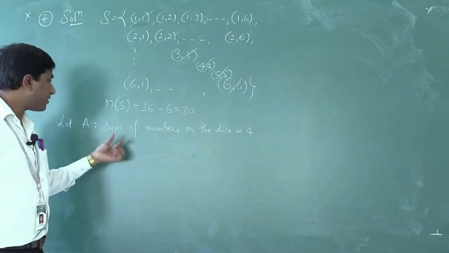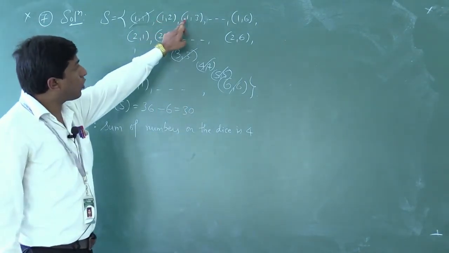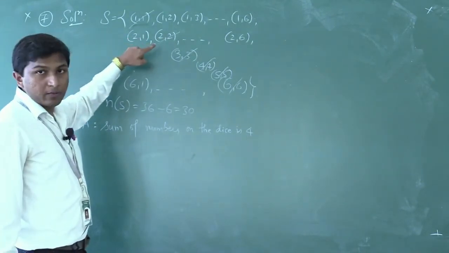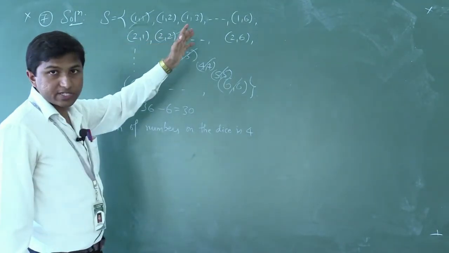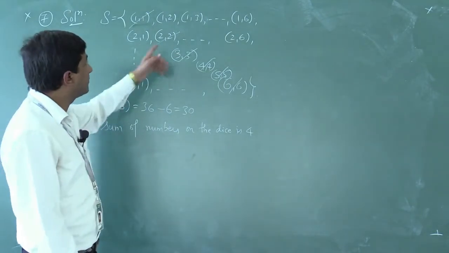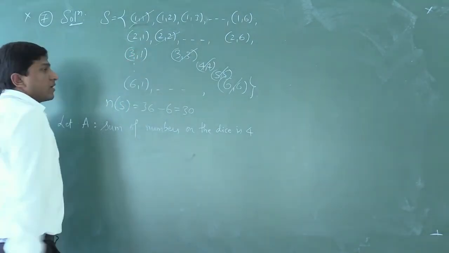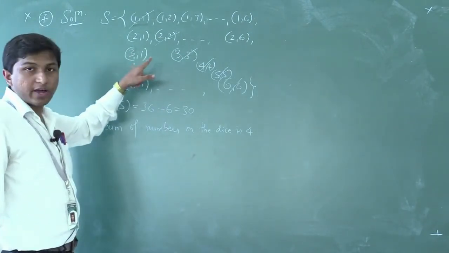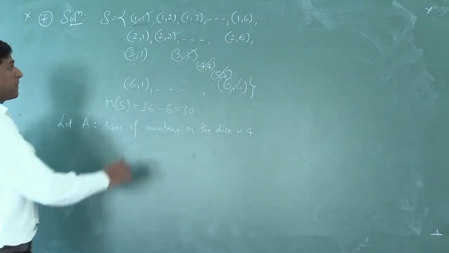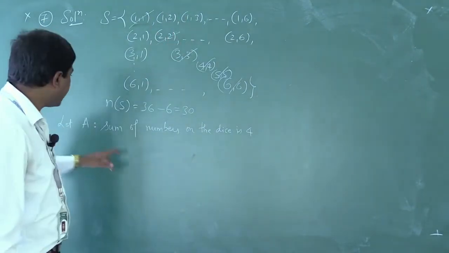Which are the outcomes where sum of numbers on the dice you get it as equal to 4? Well, 1, 3, right? 1 + 3 gives you 4. Then under 2, 1 series, 2, 2 is not there. So 2 + 2 = 4, even though that is true, you should not be considering that. Then what else is there? 3, 1, that is also an outcome wherein you have sum of numbers equals 4. So 1, 3 is also equal to 4, 3, 1, 3 + 1 is also equal to 4. So these two elements are present in set A.